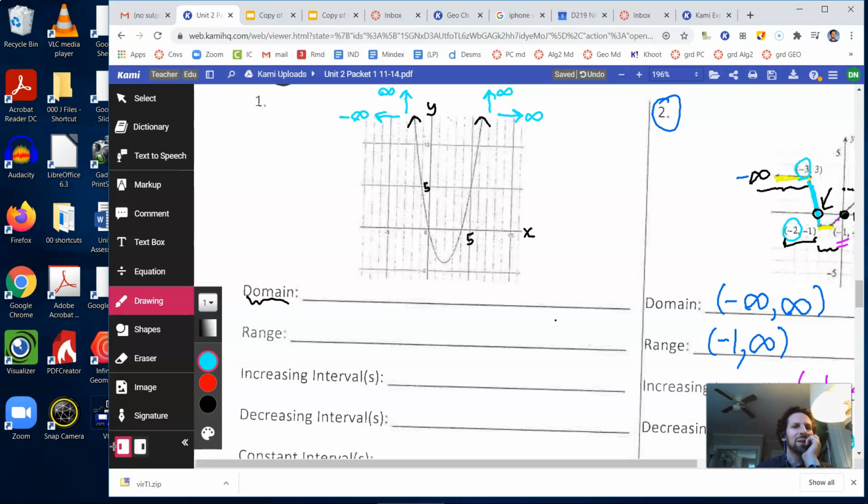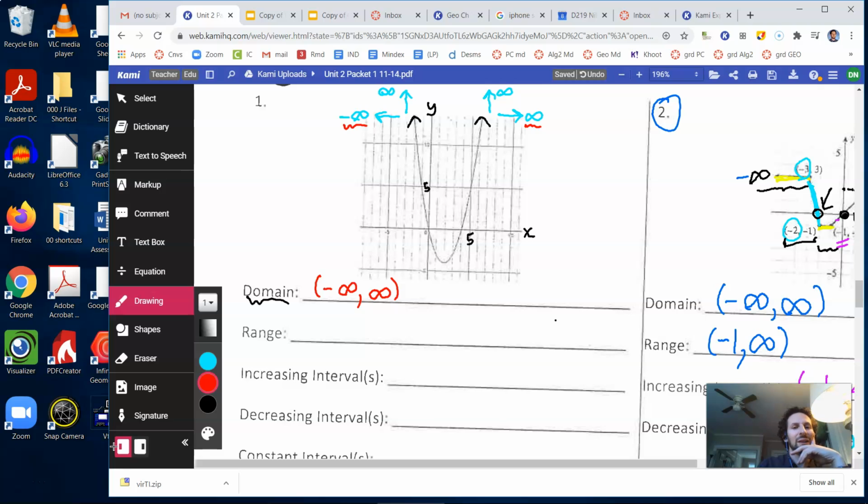So the domain, because the graph is going all the way to the left as far as possible, that's toward negative infinity, and because it points all the way toward the right, that's toward positive infinity. So these values right here.